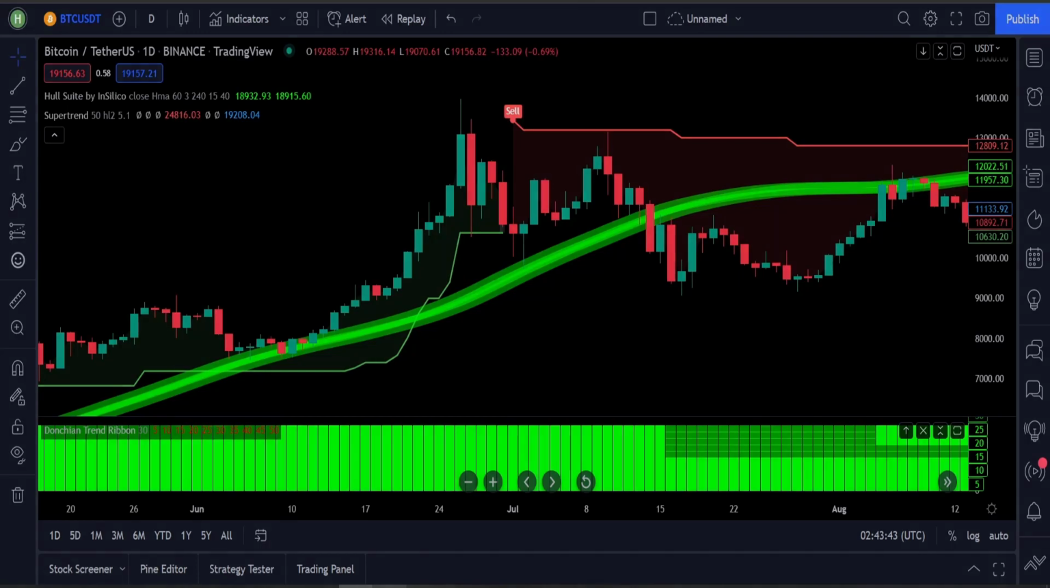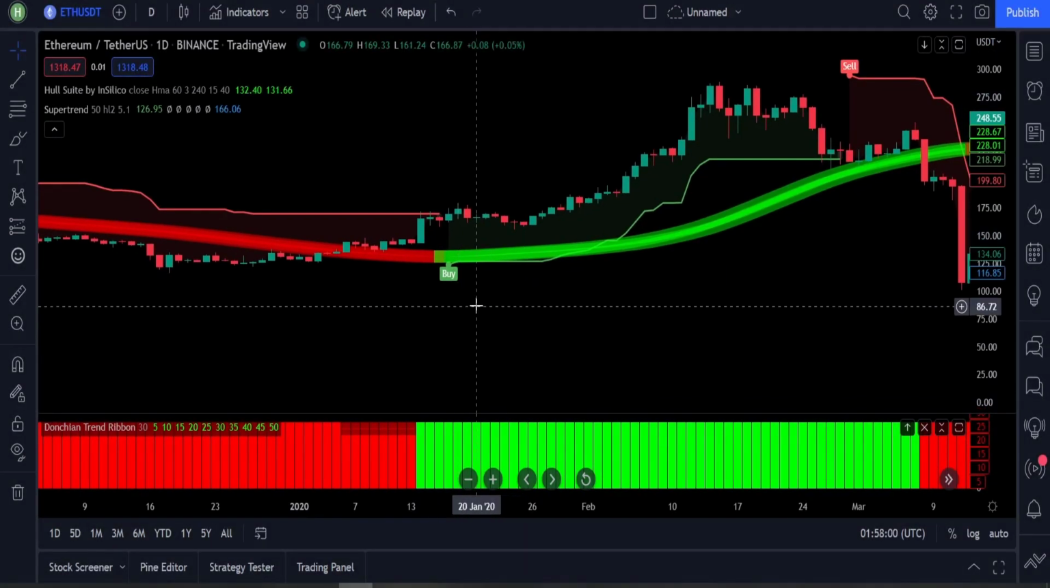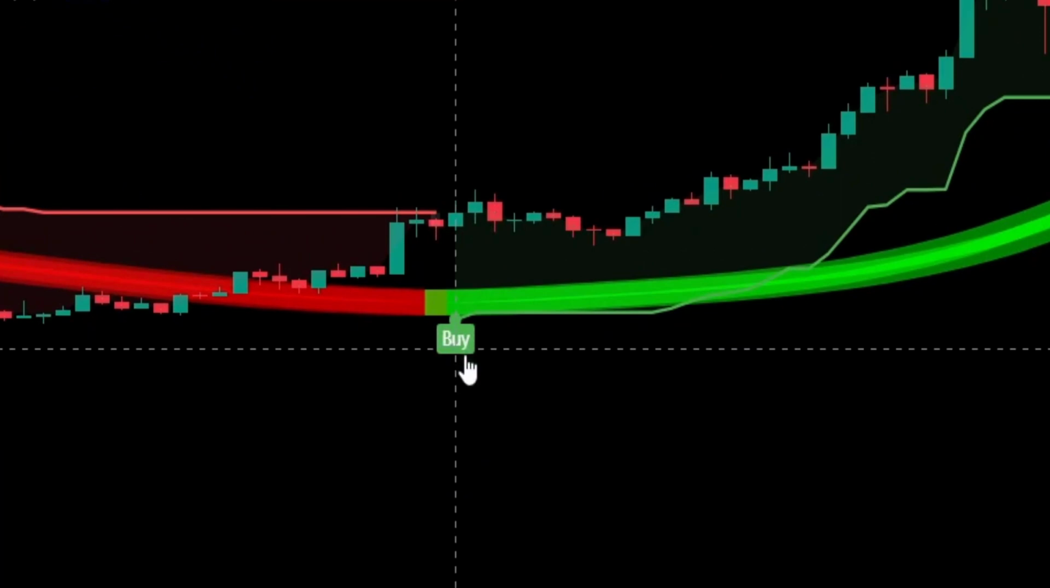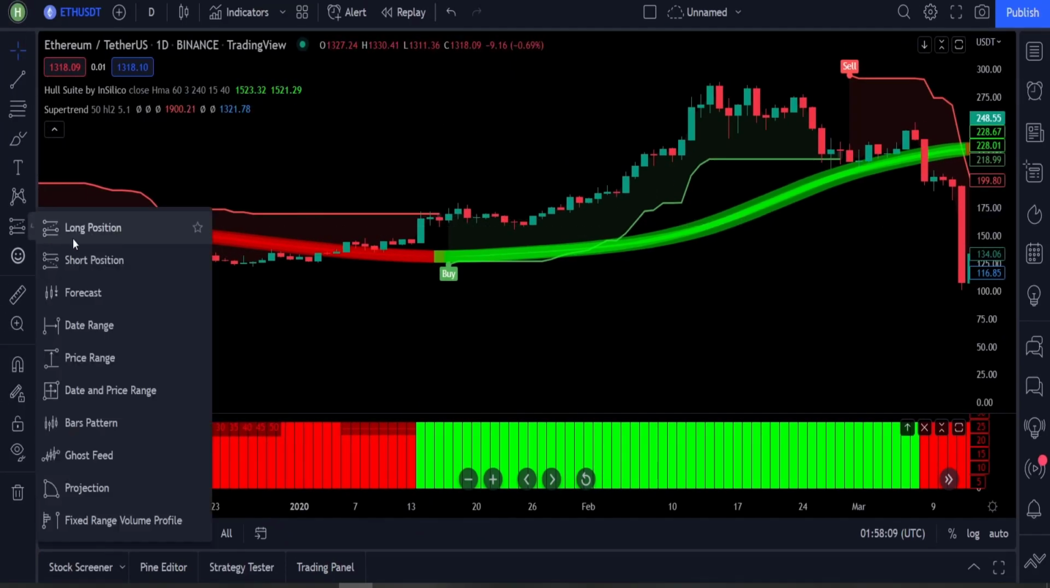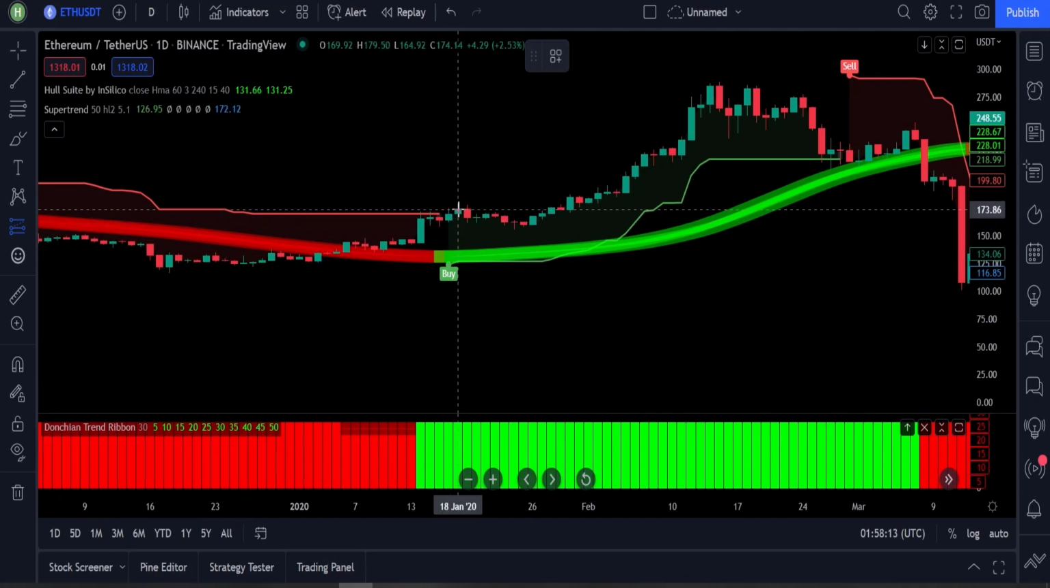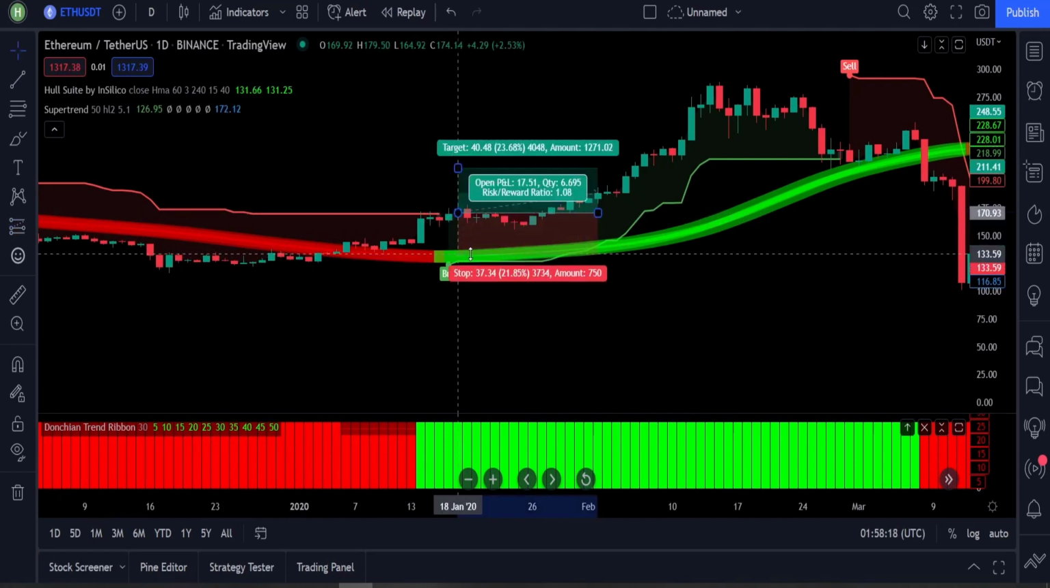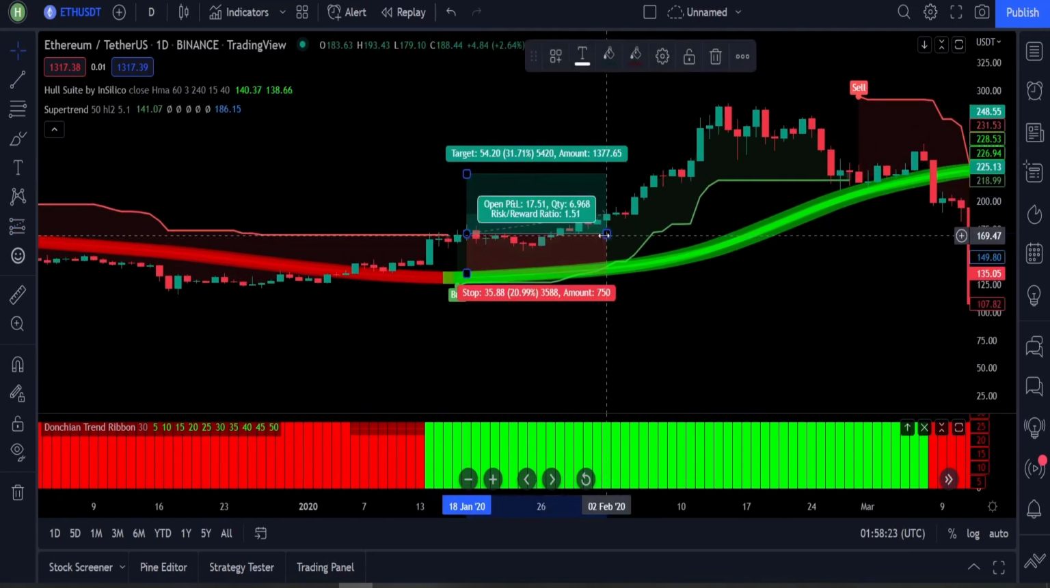Here, we have an example of a buy trade. Here we have a buy signal and the whole suite is green, and down here the Donchian trend ribbon is also green, so I'll get into this trade and keep stop loss at the recent swing low, and with a risk to reward ratio of 1.5, it would have been a profitable trade as you can see here.